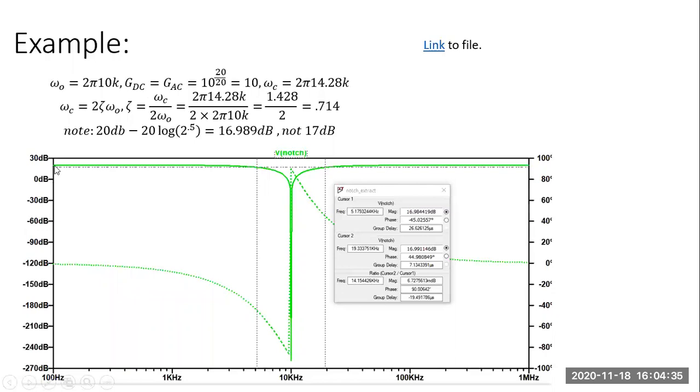So in this example, the AC and DC gains are 20 dB, right? Omega naught is 2 pi times 10 kilohertz. Straightforward. Now what I need to do is measure this width.